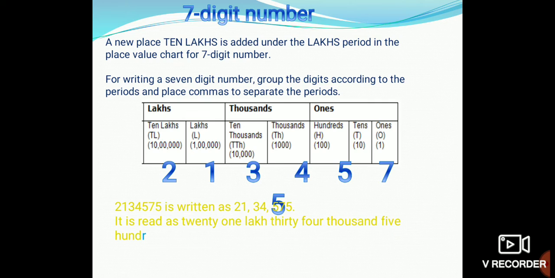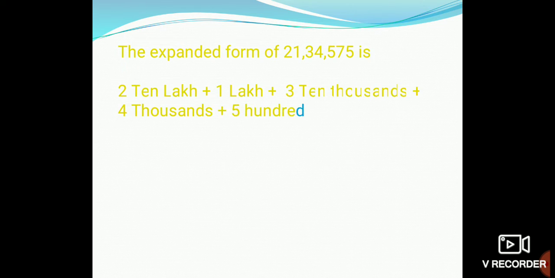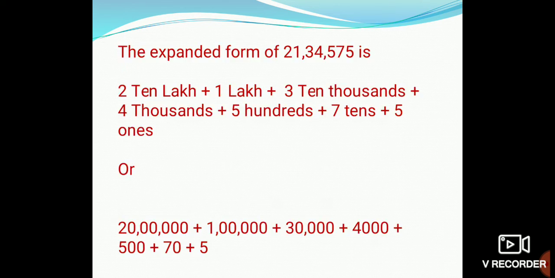2134575 is written as 21,34,575. The expanded form of 2134575 is 2 ten lakhs plus 1 lakh plus 3 ten thousands plus 4 thousands plus 5 hundreds plus 7 tens plus 5 ones, or 20 lakhs plus 1 lakh plus 30,000 plus 4,000 plus 500 plus 70 plus 5.